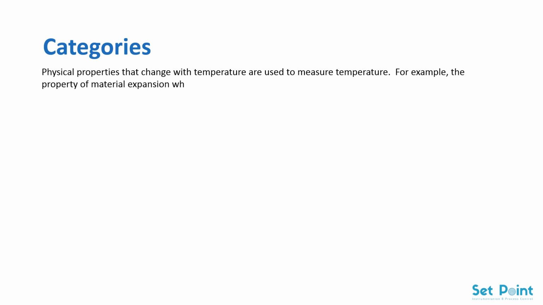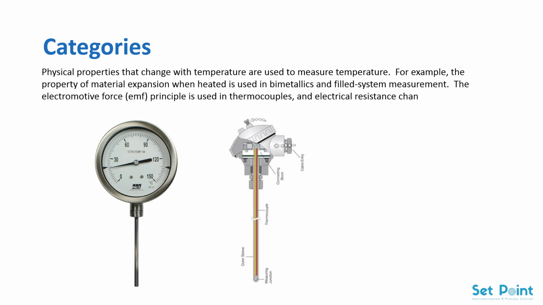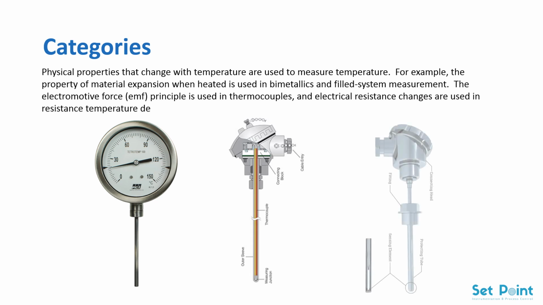Categories. Physical properties that change with temperature are used to measure temperature. For example, the property of material expansion when heated is used in bimetallics and filled system measurement. The electromotive force, EMF, principle is used in thermocouples, and electrical resistance changes are used in resistance temperature detectors, RTDs.